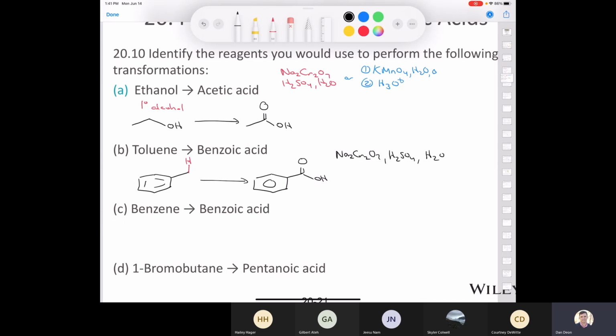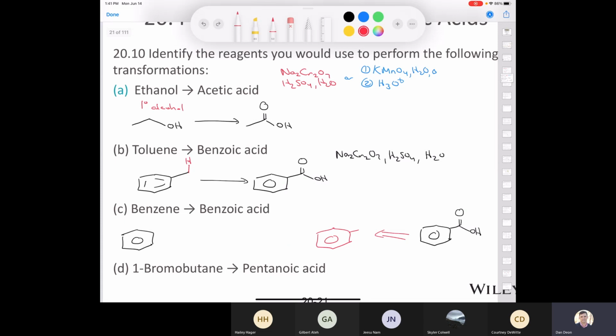The next one, if we want to convert benzene to benzoic acid, well, this is a good one. If I want to convert benzene, which is this compound, to benzoic acid, I can think about this in terms of retrosynthesis because I'm adding a carbon. But I know that if I had bromobenzene, I could do the Grignard reaction, right? I could treat it with magnesium and ether, followed by CO2, followed by aqueous acid. So how do I get from here to here?